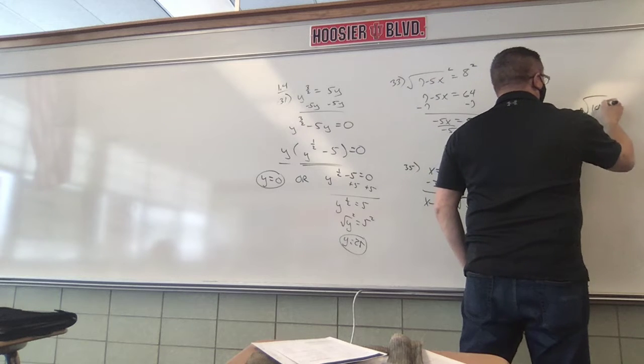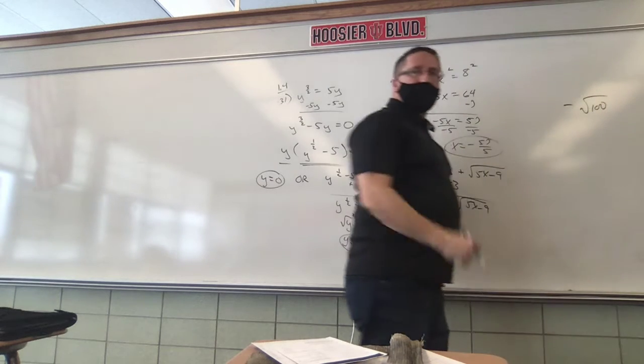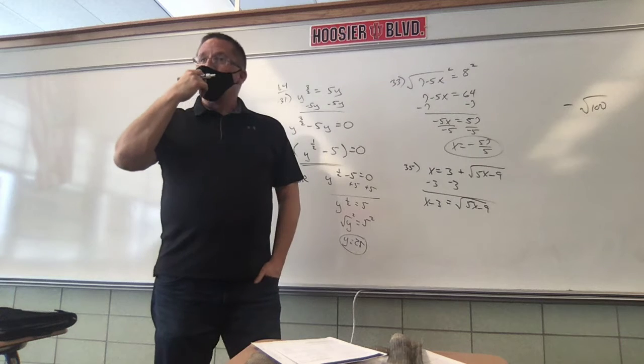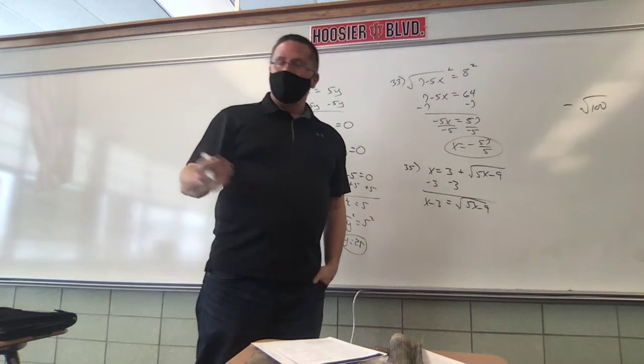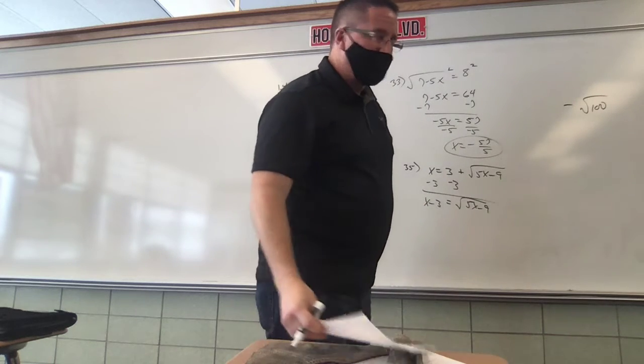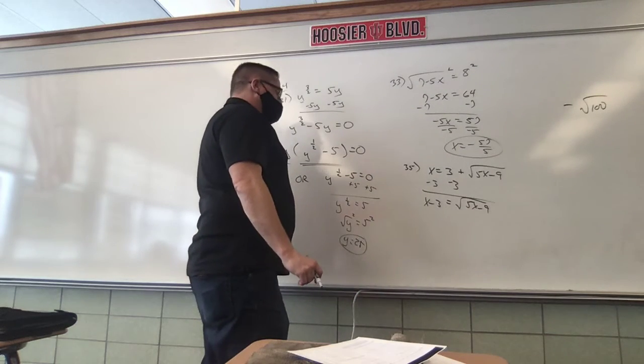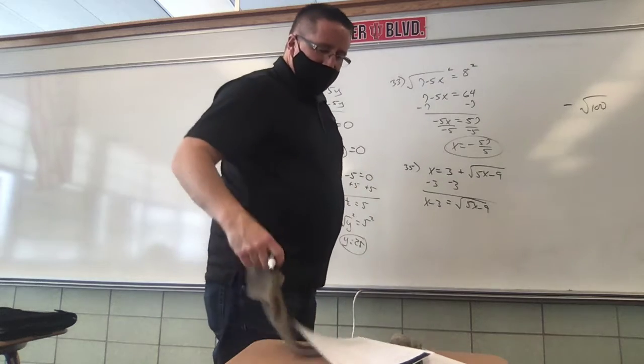If I give you this, if I said radical 100, now it's negative 10. The radical is the positive square root. The negative radical is the negative square root. Okay? That's why if you put the plus or minus, it's both. But the radical just by itself is just the positive square root. Okay? So, what happens here, though, is this.